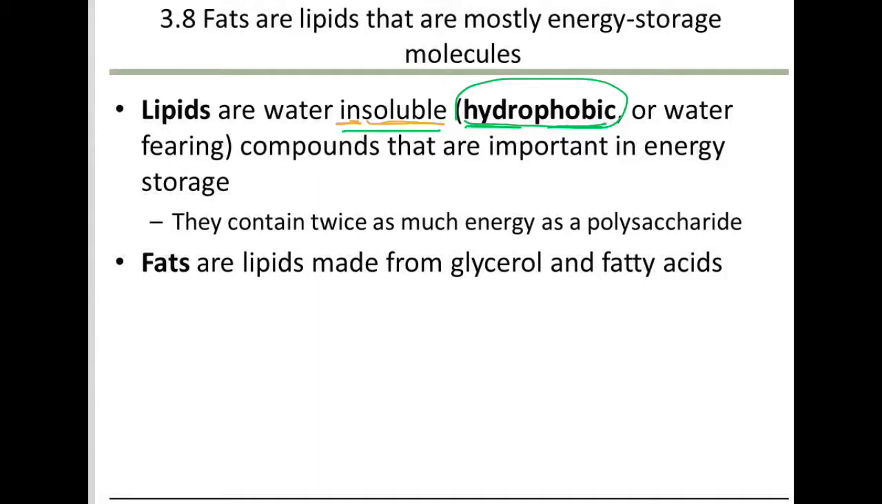And these lipids are also important for energy storage. Lipids contain twice the amount of energy as a typical polysaccharide, so lots and lots of energy in lipids. Fats are going to be a good example of lipids, and they are made of molecules of glycerol and fatty acids.